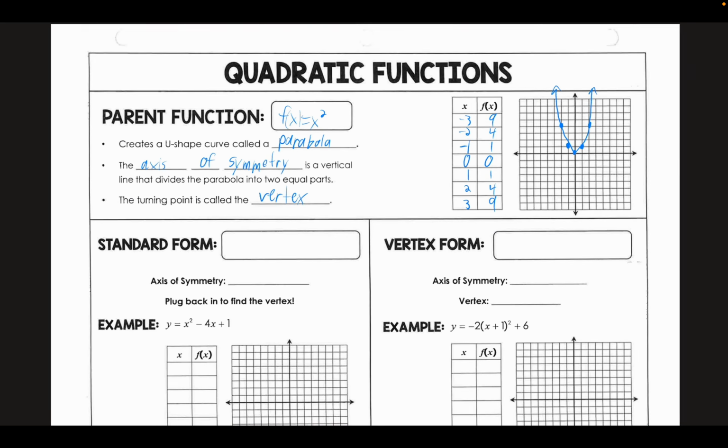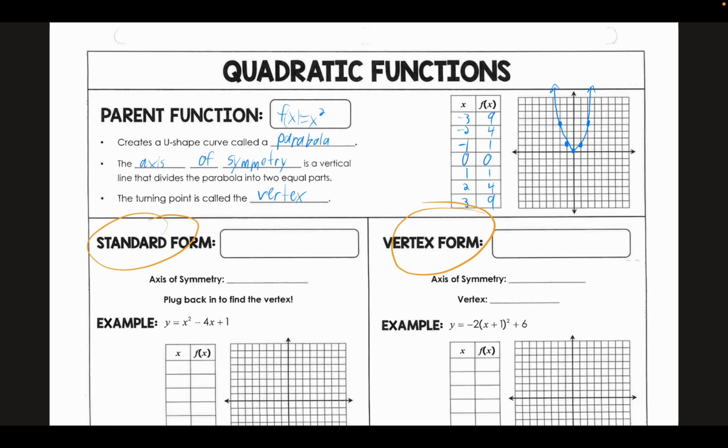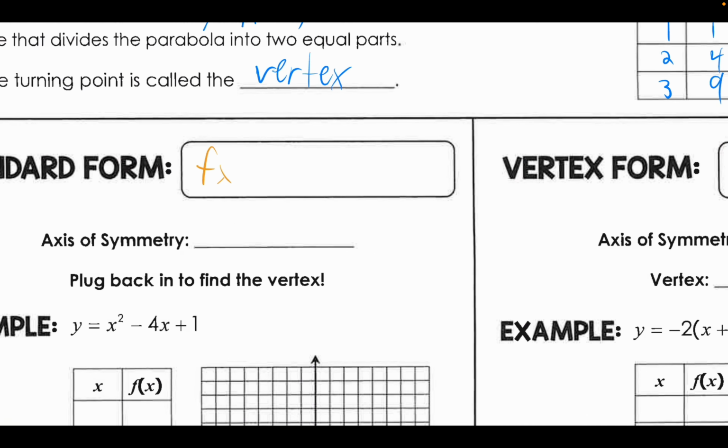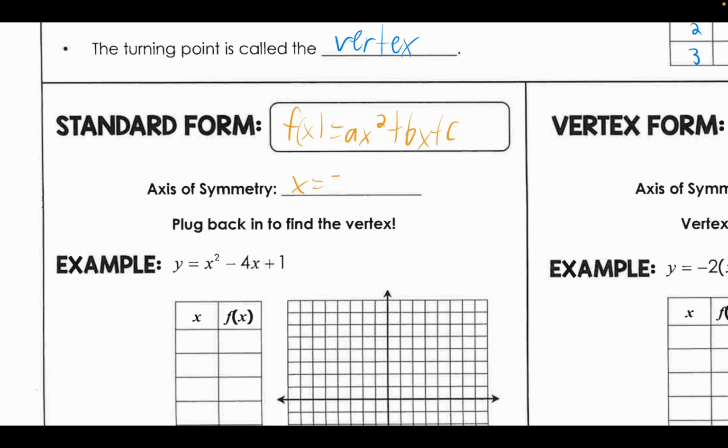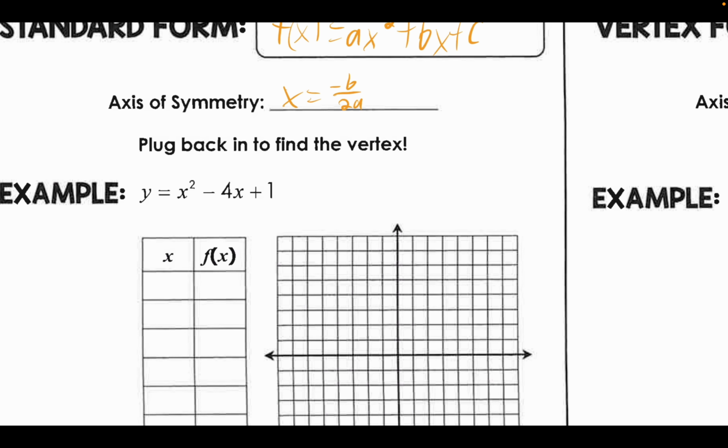Now we're going to talk about how we had standard and vertex form. Standard form was last lesson. Vertex form was this lesson. Standard form is f of x equals ax squared plus bx plus c. And with standard form, we had to find the axis of symmetry by doing x equals negative b over 2 times a. And so we're going to practice that here. And we had to plug it back in to find our vertex.